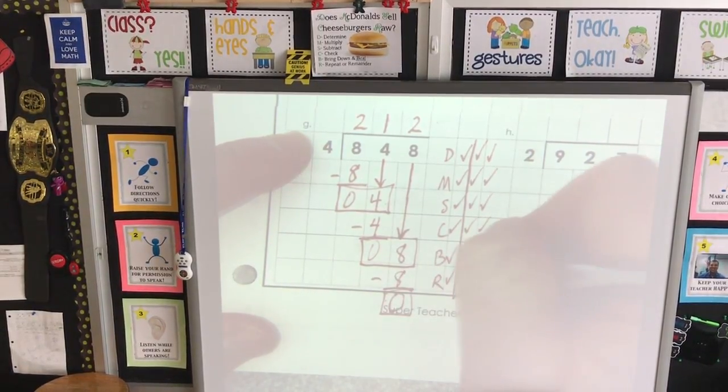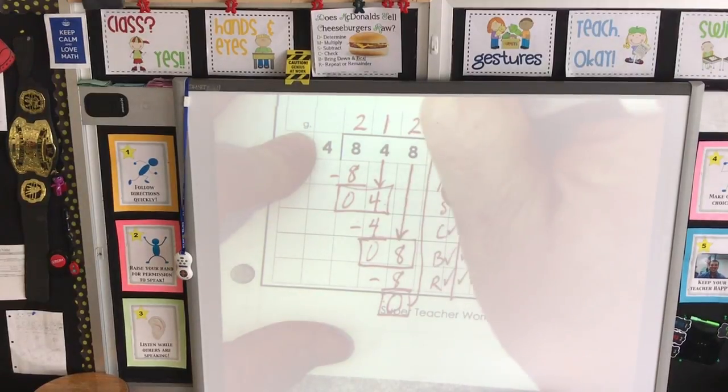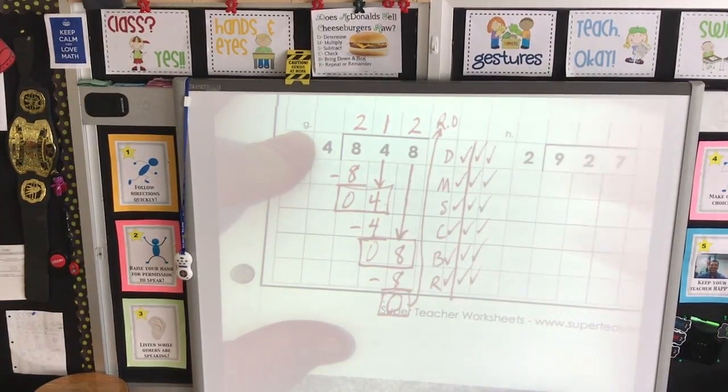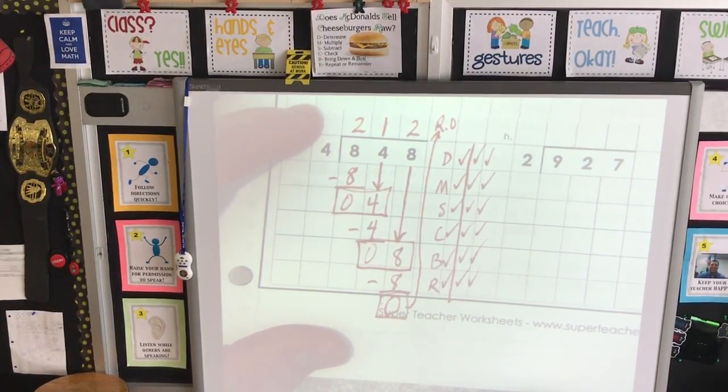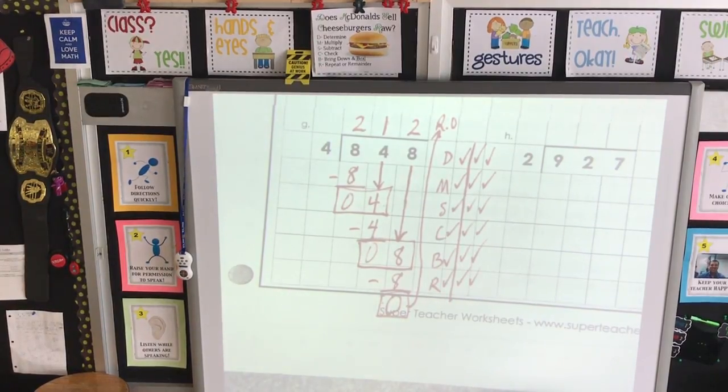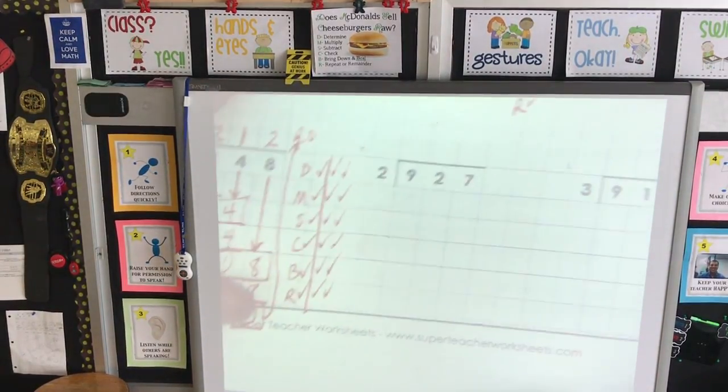Can't bring down, but we can box. And this is our remainder, because there's nothing left in the quotient. So we have a remainder of 0. You don't have to write remainder of 0, but I just always do, because I don't want to forget to bring up the remainder. All right, 2 more.